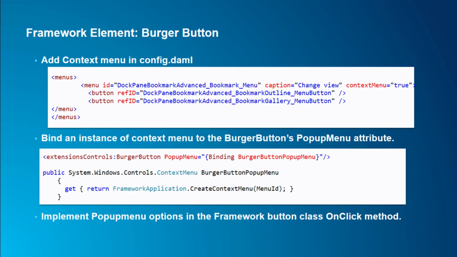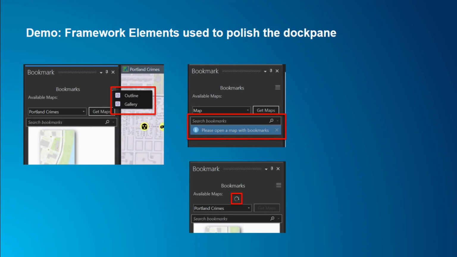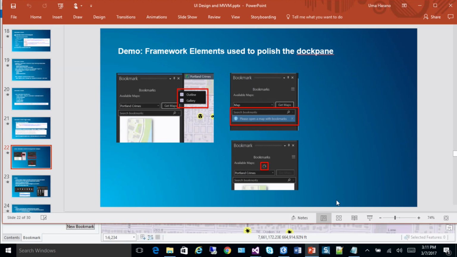And then the next step is you bind an instance of this context menu to the pop-up menu attribute of your burger button in your XAML. It's quite a mouthful, but we will see this in the demo. And the last bit, you implement your two context menu buttons using the framework's button class, OnClick method. So let's go ahead and add these controls and see exactly how they work.